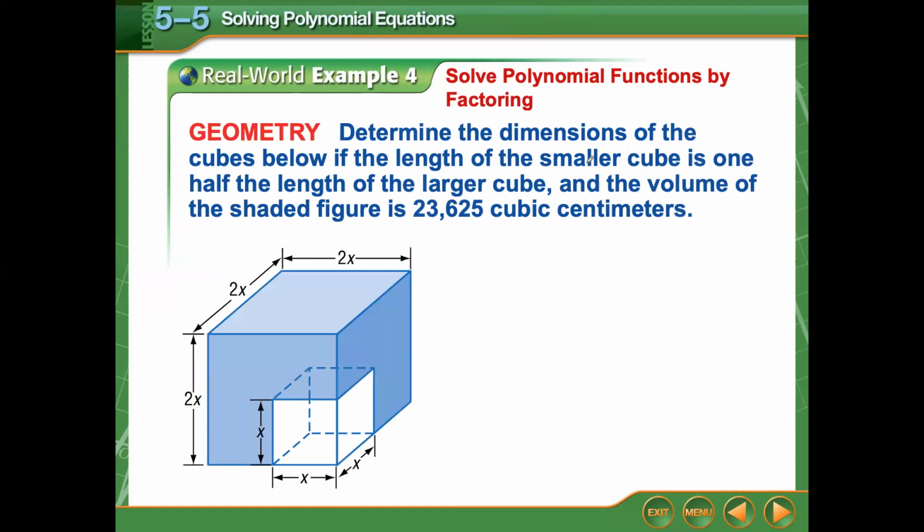All right, so here we have our real world example. Determine the dimensions of the cubes below if the length of the smaller cube is 1/2 the length of the larger cube and the volume of the shaded figure is 23,625 cubic centimeters. There are a couple things you need to know. One, what is the formula for volume? That is probably the most important thing. For a cube, it's always side cubed equals volume. Whatever the side length is, you cube it, and that tells you your volume.